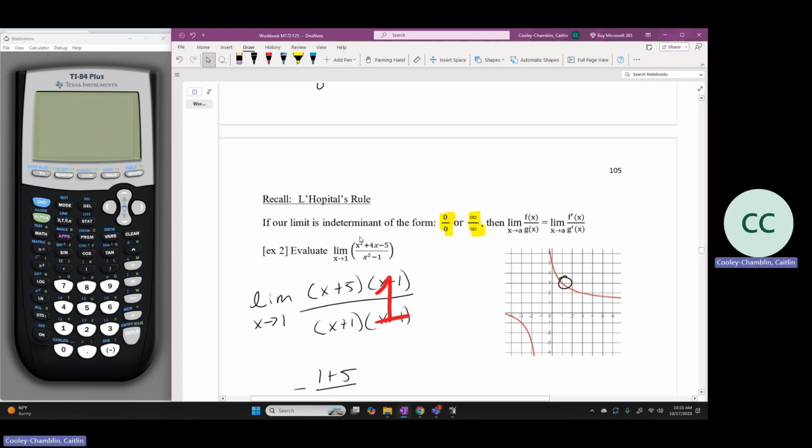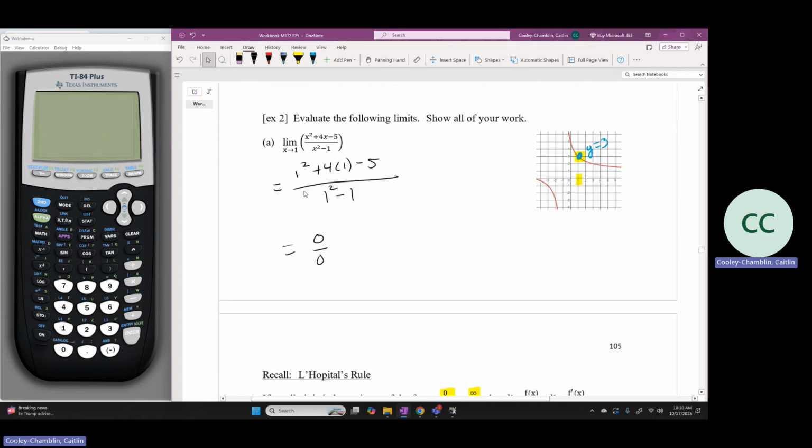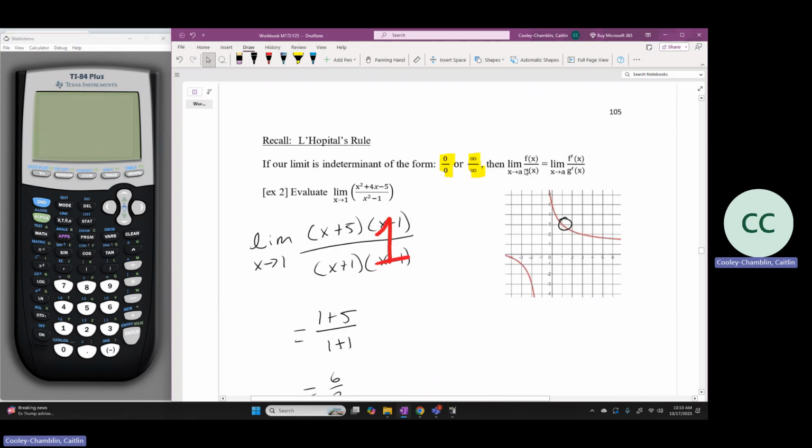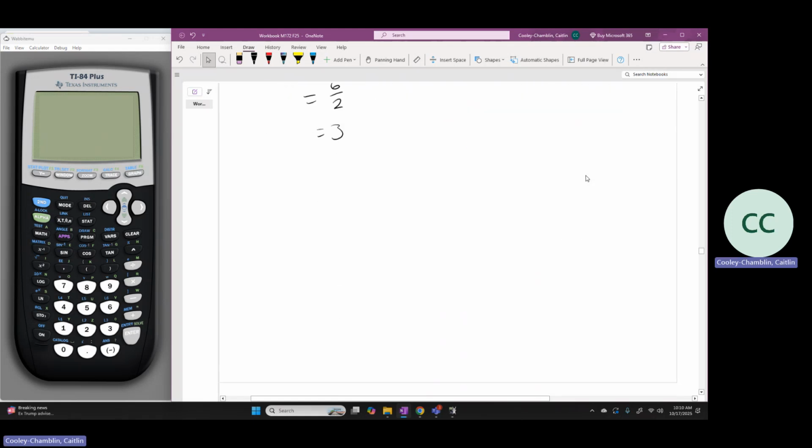Okay, so if our limit is indeterminate of the form 0 over 0 or infinity over infinity, which we had 0 over 0 on this problem, then the limit as x approaches a of f of x divided by g of x is the same thing as the limit as x approaches a of f prime of x over g prime of x. So let's do that down here.